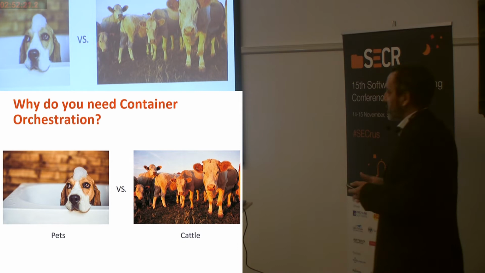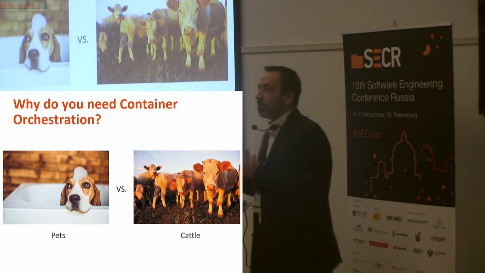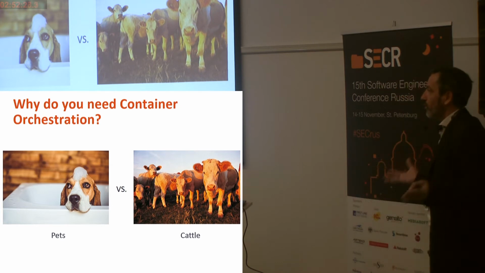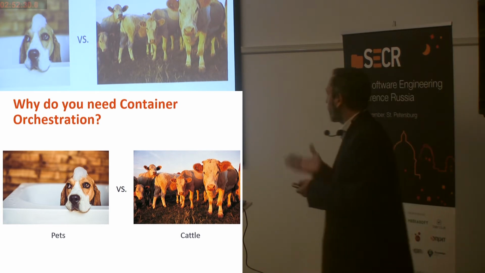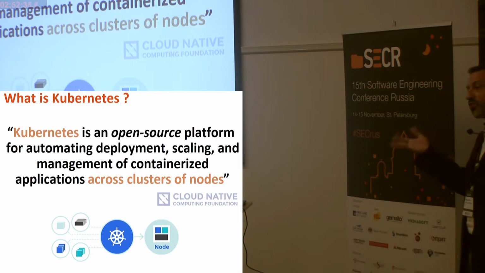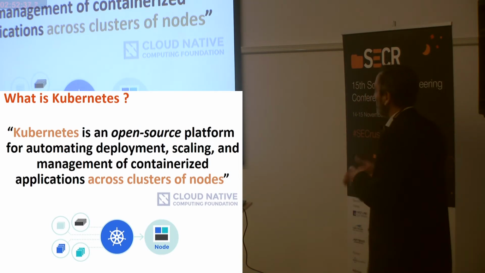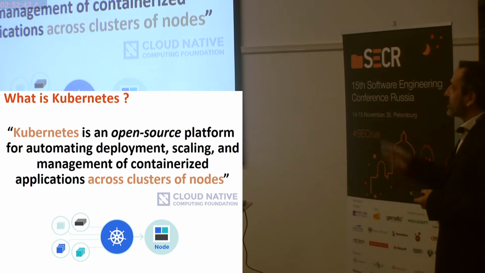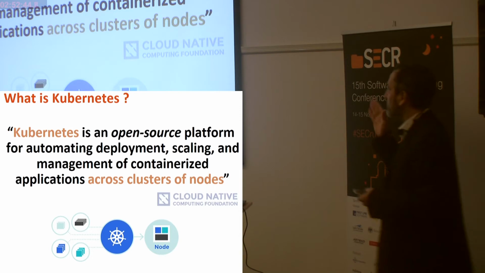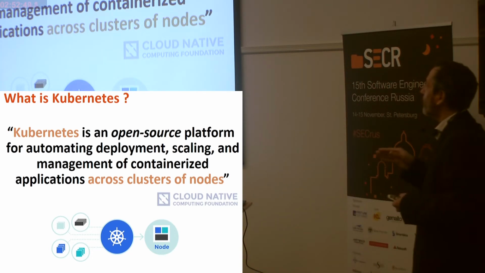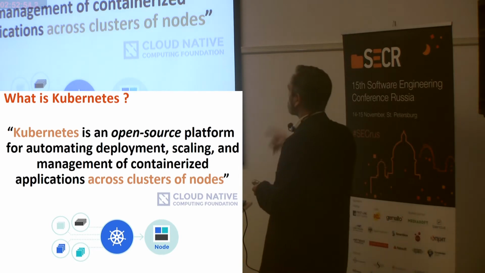What does that mean, container orchestration? It means how do I manage all my containers across all the physical resources that are available in my infrastructure. And here comes the most famous container orchestrator tool, which is called Kubernetes. And this is the definition of Kubernetes. Kubernetes is an open source platform for automating deployment, scaling, and management of containerized applications across a cluster of nodes.